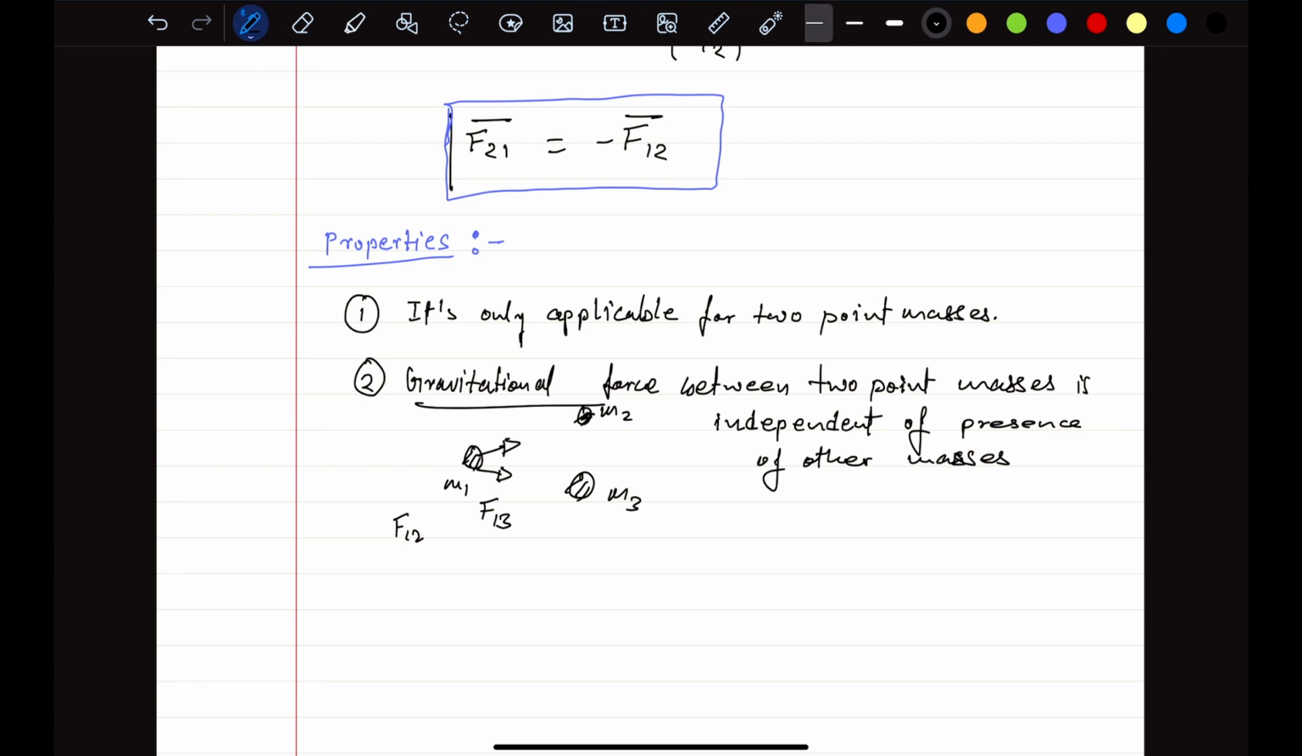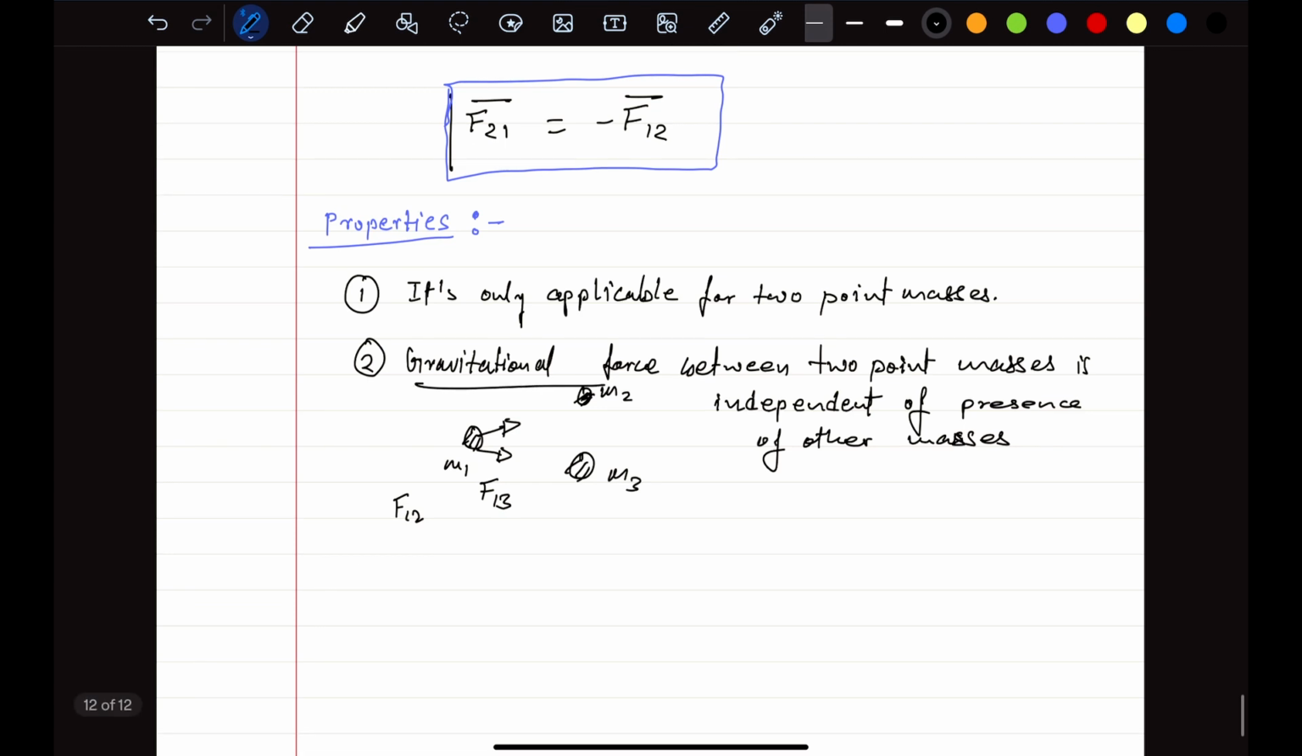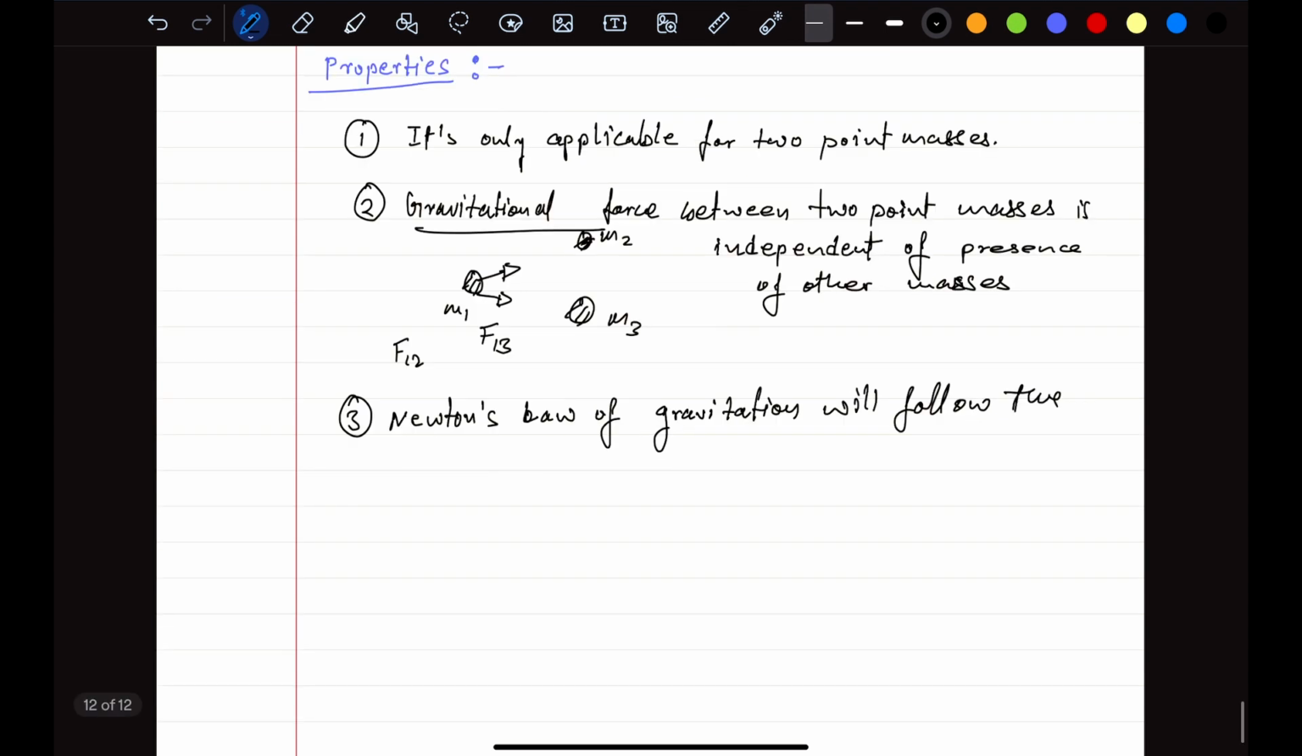Next, the third: if I want to calculate the gravitational force due to multiple masses on a point mass, then because the individual forces will not change, F net will be just the sum of F1, F2, F3 in vector format. This is called the law of superposition. So Newton's law of gravitation will follow the law of superposition.